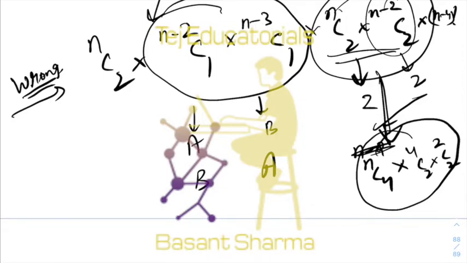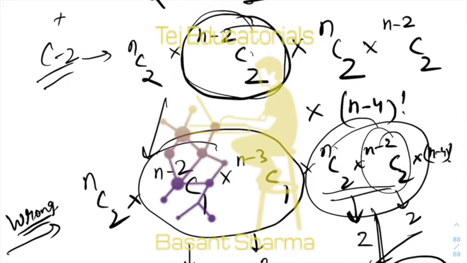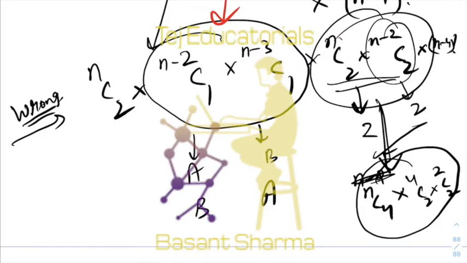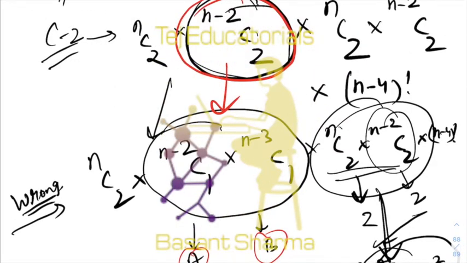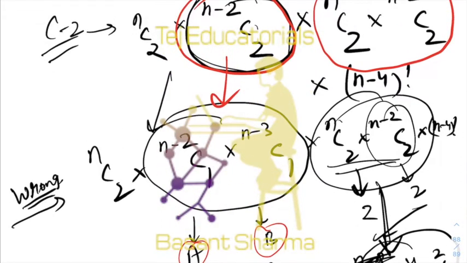That is one thing. But here, this factor n minus 2C2, you cannot break down into this, because it doesn't matter which person you select first. Ordering of the persons is not important. Here in NC2 into n minus 2C2, it is important which two games are going to which person.